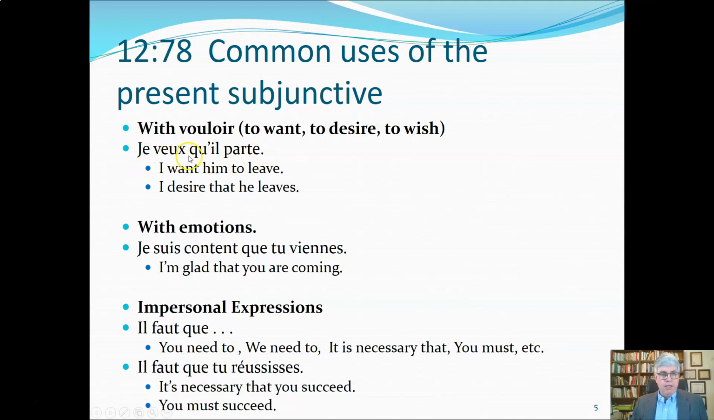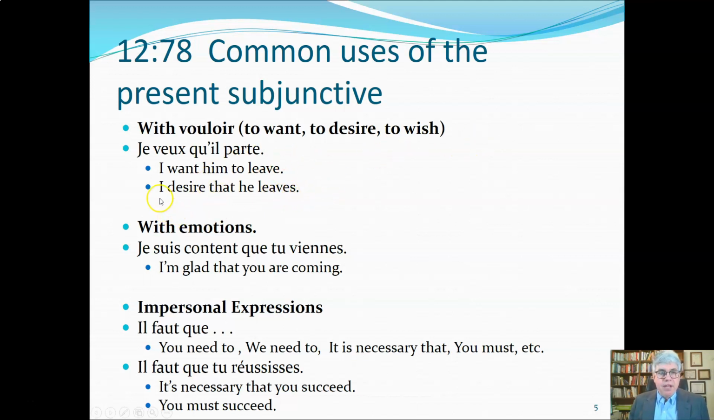So I want that he leaves. Partir is to leave. So how would we say that in English? We can't say I want that he leaves in English. We can say I want him to leave. I desire that he leaves. I wish that he leaves. I wish that he would leave. A lot of different ways of translating that.